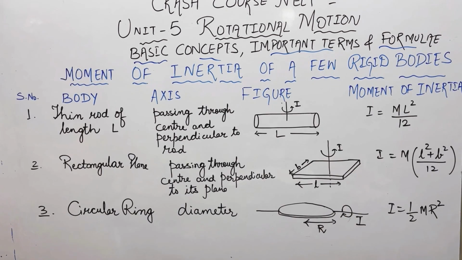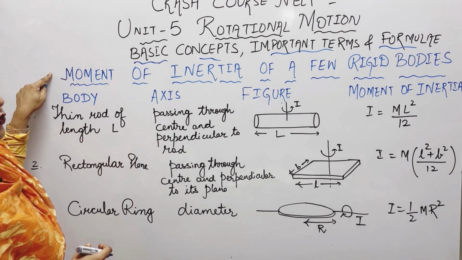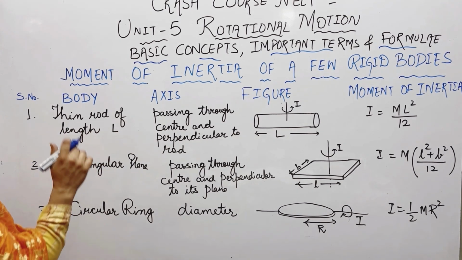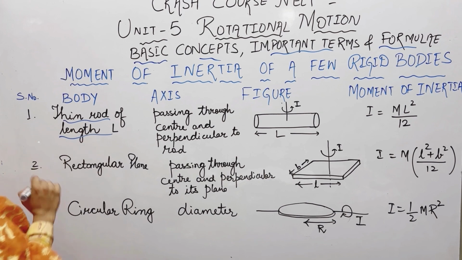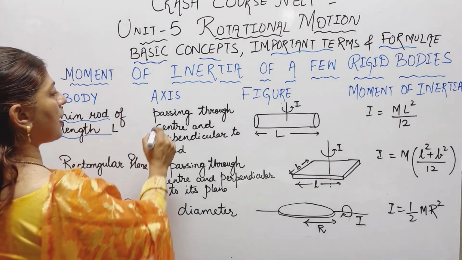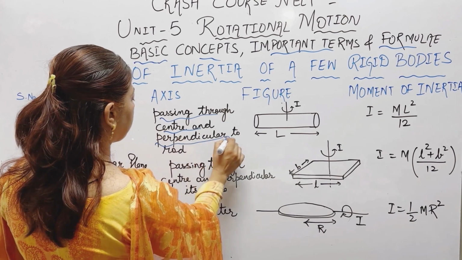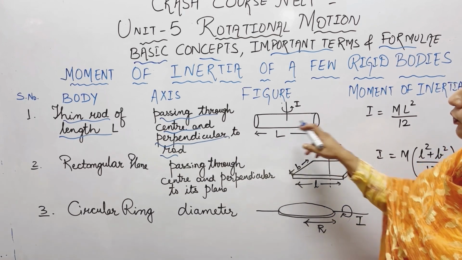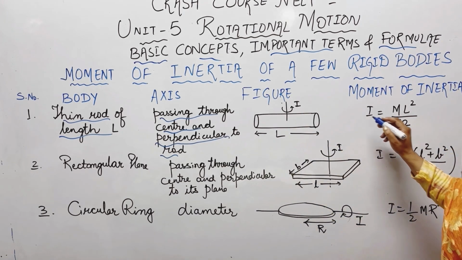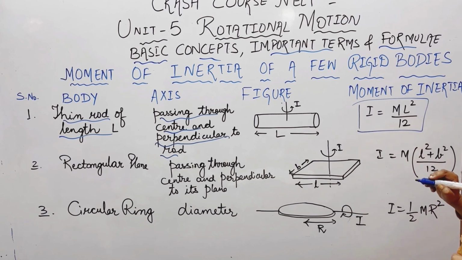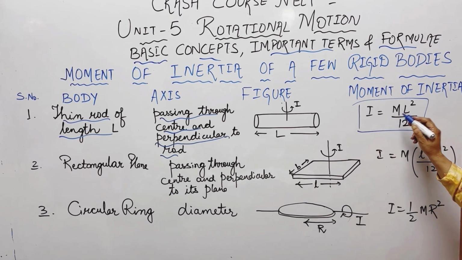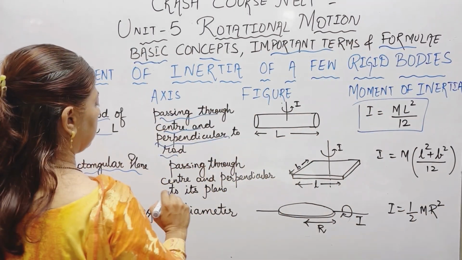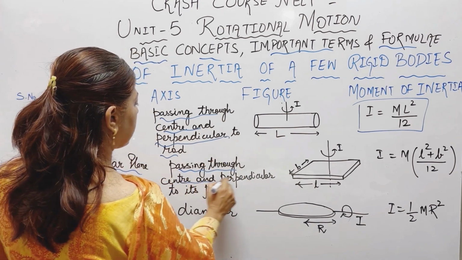Here I have summed up the moment of inertia of a few rigid bodies. These are the important bodies, generally questions are asked from them. So first is the thin rod of length L, and the axis of it is passing through the center and perpendicular to the rod. So this is the figure, this is the length L and the axis is perpendicular to the length L. Then the moment of inertia of this is given by I equals m L square upon 12.